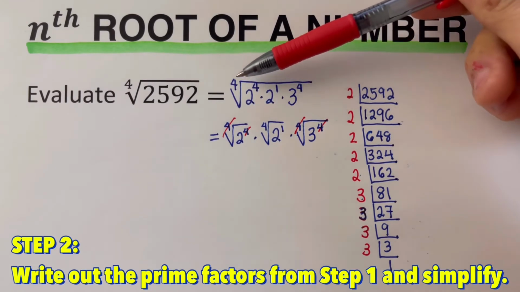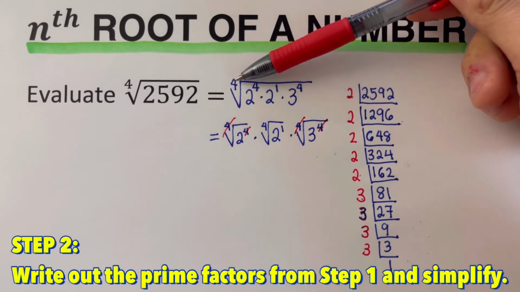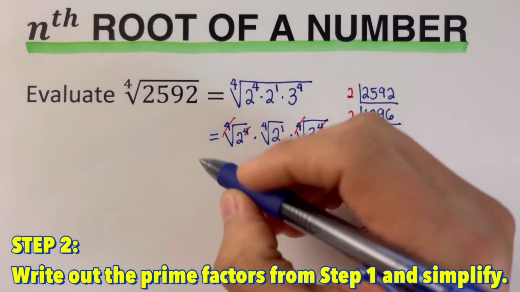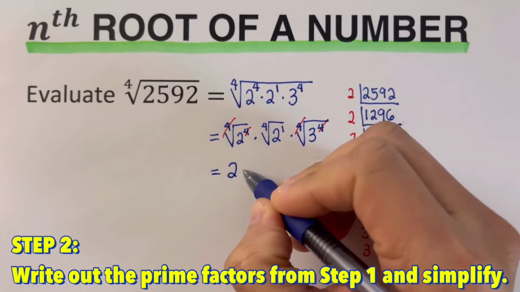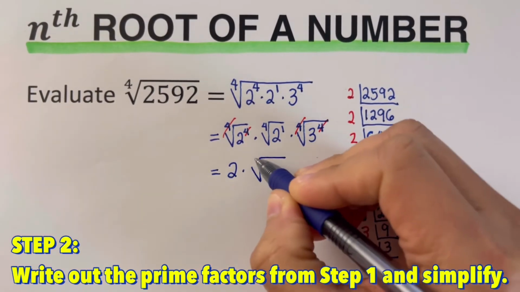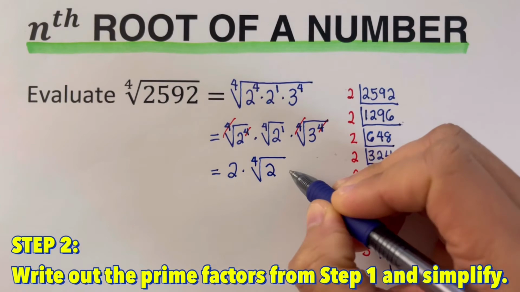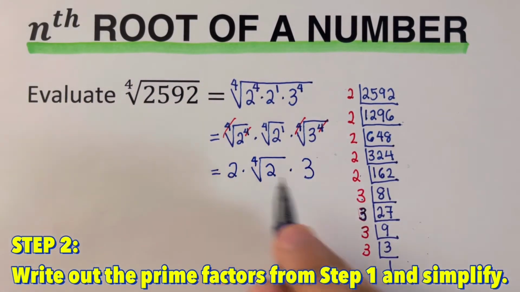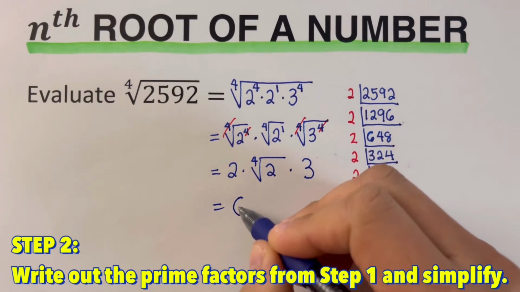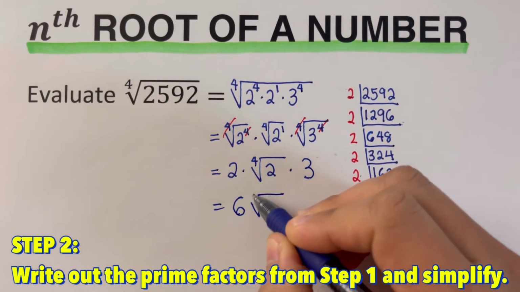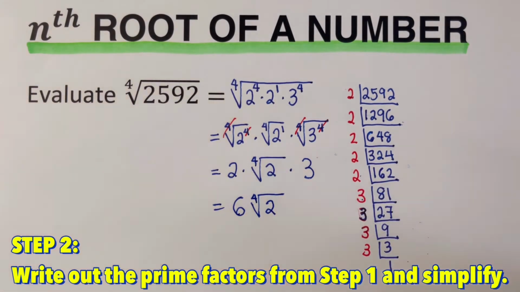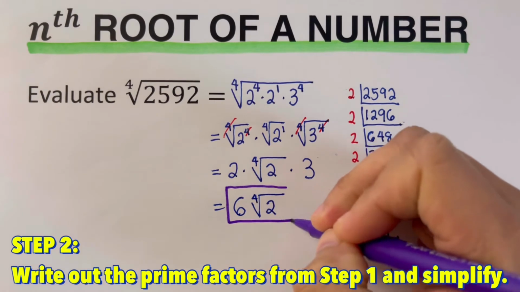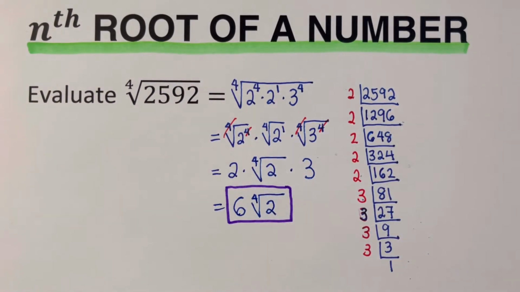If the index here is 5, you group all the numbers by 5. So in this case, we are left with 2 times the fourth root of 2 times 3, because we already canceled out the 4 and the 4. So 2 times 3 comes out to 6, fourth root of 2. This is the simplified version of the expression that we have up there.